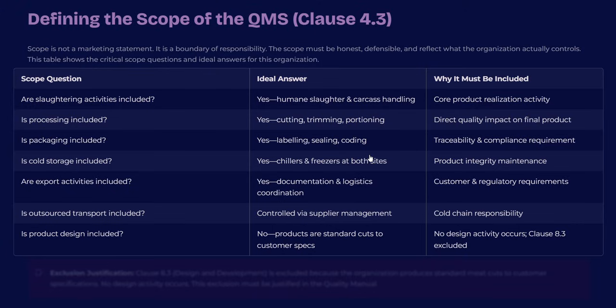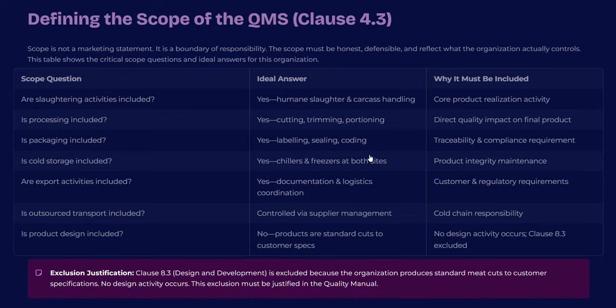Chain of responsibility. Is product design included? No. Products are made to customer specs, so no design activities occur here. So clause 8.3 is excluded. You can see the exclusion, how it happened here. Exclusion justification, clause 8.3, design and development: it's excluded because the organization produces standard meat cuts to customer specifications. So no design activity occurs here. This exclusion must be justified in the quality manual.